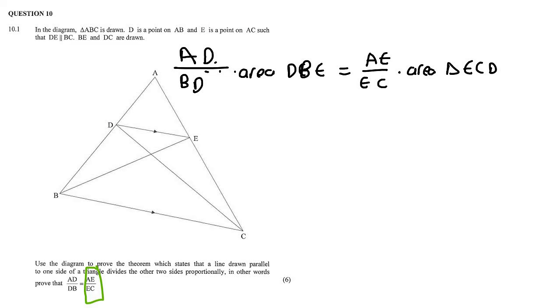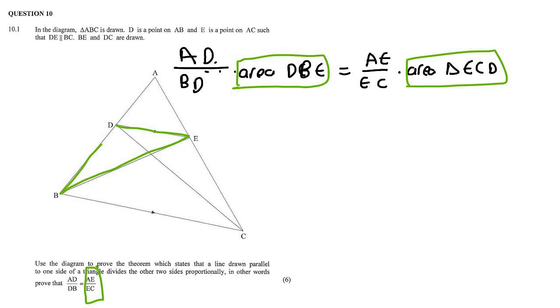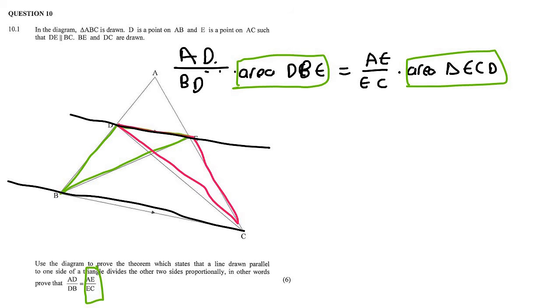Now, what I want you guys to do now is have a look at these two. This area and this area. So those two triangles are DBE, so that's this one, and ECD, which is this one. They both share the same common base. Can you see that? It's this one here. And they also have the same height. The reason is that they are going in between two parallel lines, so their height is the same. Okay, can you see that? They have the same height.